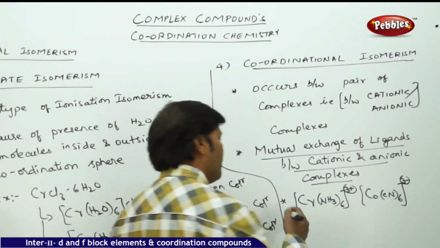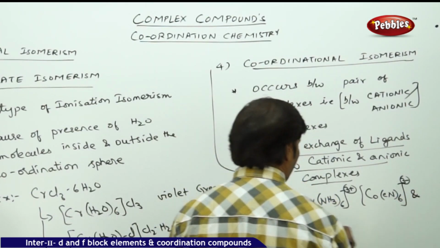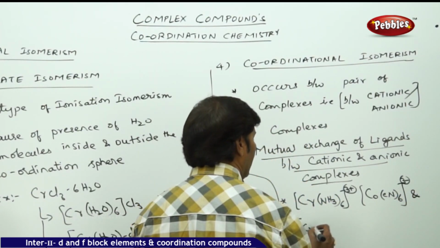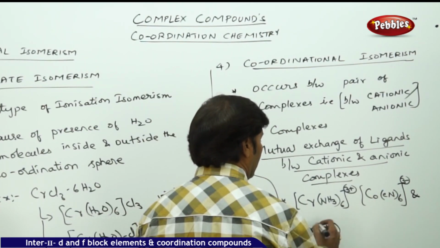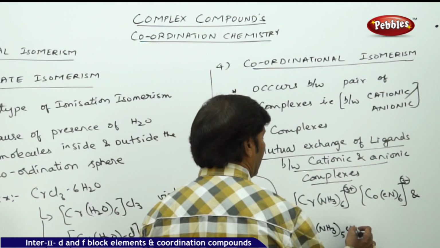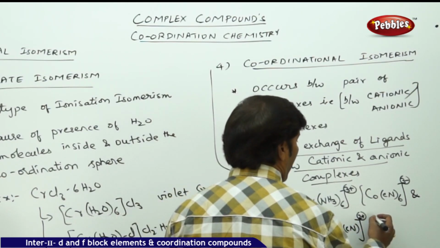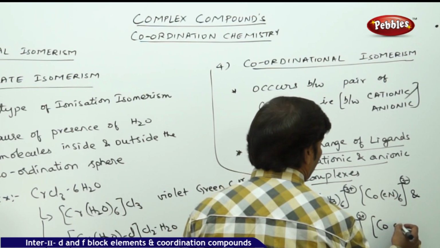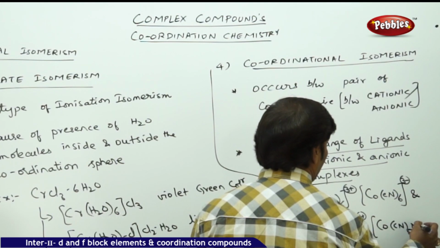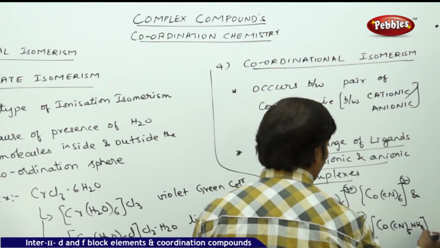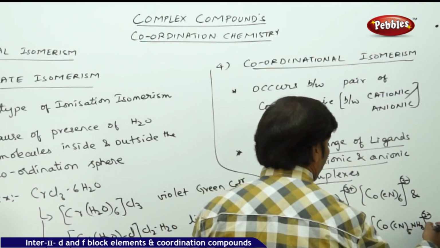So what is happening here? Suppose exchange is taking place, and I am going to take it like this: chromium of NH3, bring one cyanide here. So this is 5 and this is CN. I'll bring one cyanide here. Now the charge is going to become 2 plus, and here cobalt of cyanide taken 5 times, and bring one ammonia over here. So here it is 2 minus, and you can continue.